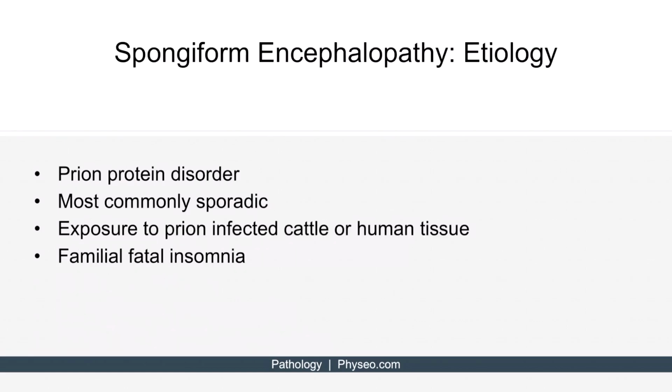All right, now let's discuss spongiform encephalopathy. This is a disorder related to prion proteins. The most common form is Creutzfeldt-Jakob disease, or CJD. CJD is most commonly sporadic. However, it can be caused by exposure to prion-infected cattle or human tissue. And finally, fatal familial insomnia is an inherited form of spongiform encephalopathy.